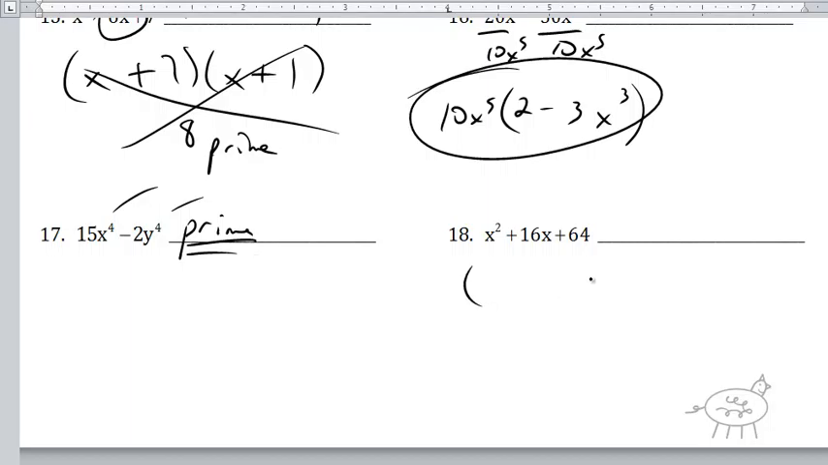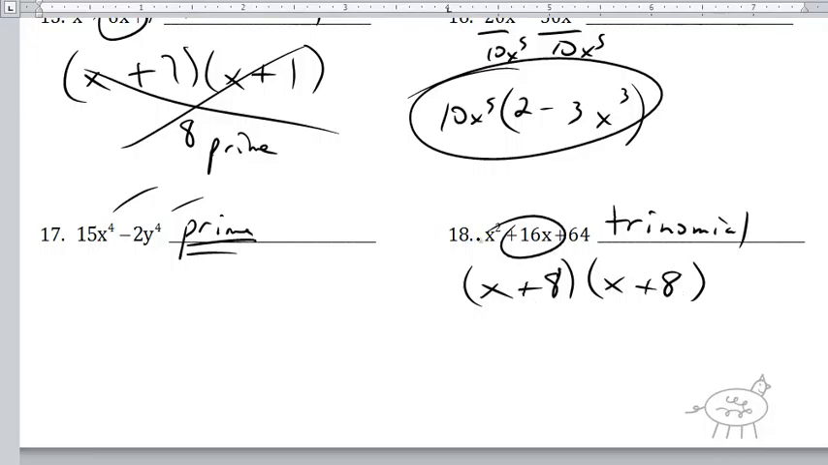Okay, and then the last one, this is a trinomial. So it's x and x. What multiplies to give you 64? 8 and 8. Then they're positive signs. Does 8x plus 8x make 16x? Yep, that's it. So this is, again, just more practice problems on the different types of factoring.